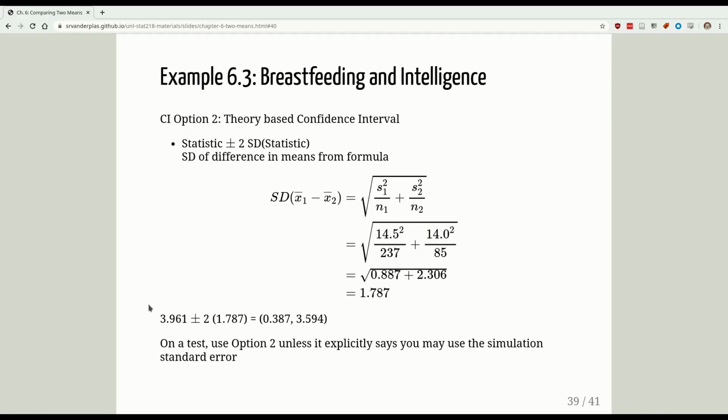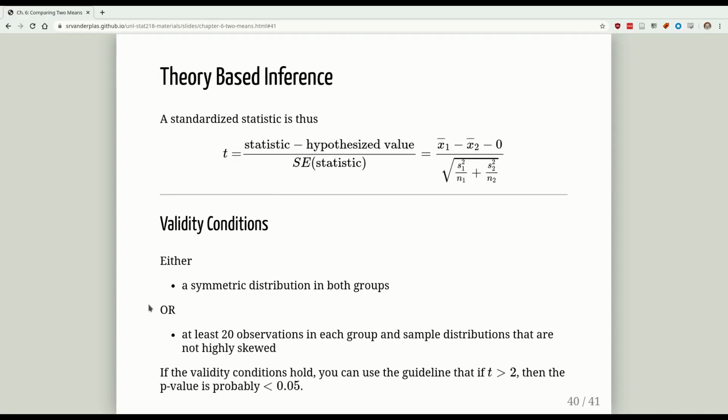Okay. We've got a formula for a confidence interval. We can take our standard error and just as easily compute a standardized statistic. So we're using t here because we're dealing with quantitative variables. We've got our statistic minus the hypothesized value divided by the standard error. Looks peachy. I promised you that I'd give you a formula for a standard error and the validity conditions.